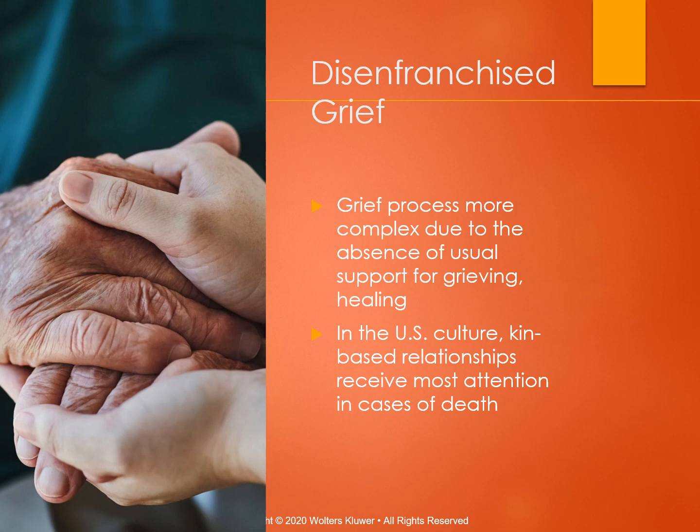So again, with the disenfranchised grief, relationships between lovers, friends, neighbors, foster parents, colleagues, and caregivers might be long-lasting and pretty intense, but people suffering loss in these relationships may not necessarily be able to mourn publicly with social support. Some relationships aren't really recognized publicly or sanctioned socially. So with disenfranchised grief, the process is more complex due to the absence of usual support for grieving or healing. In the U.S. culture here, kin-based relationships receive the most attention in cases of death.